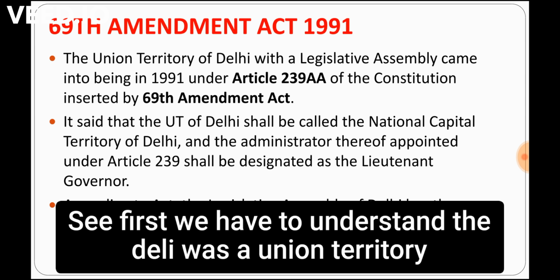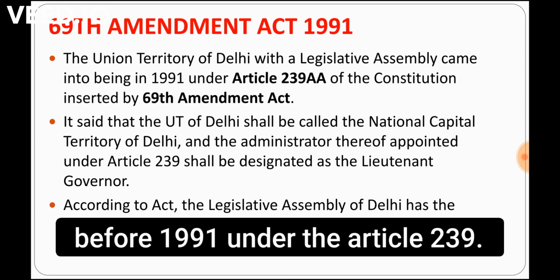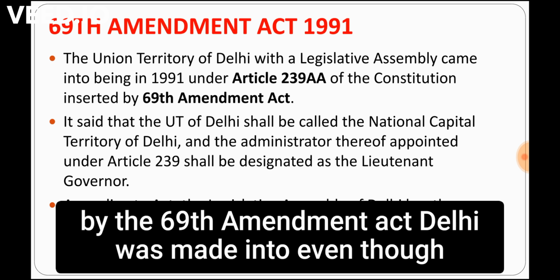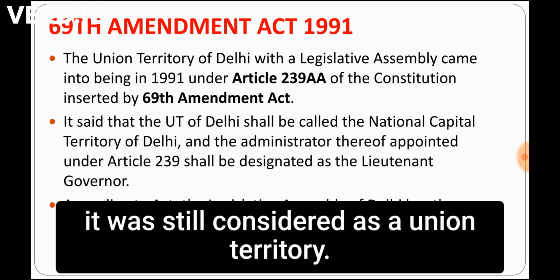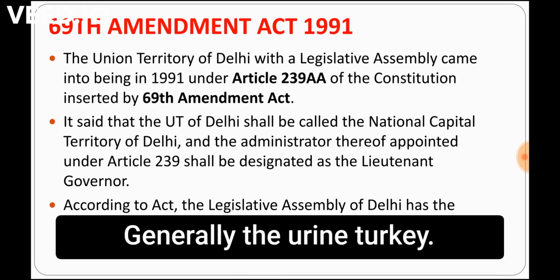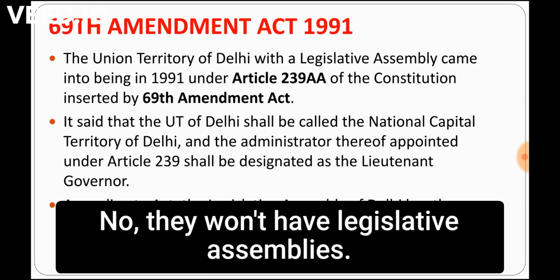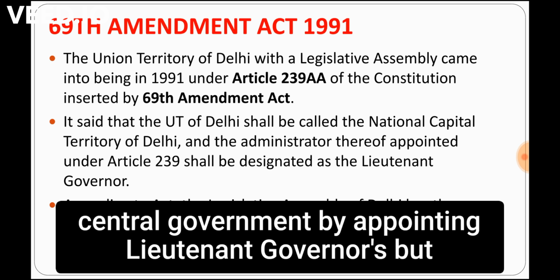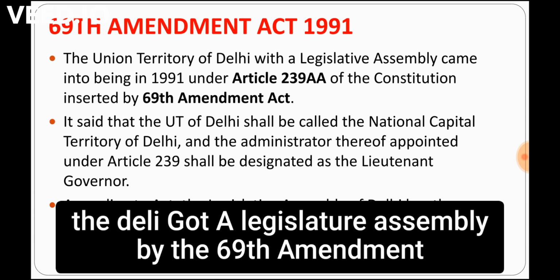First we have to understand that Delhi was a union territory before 1991 under Article 239. Article 239 deals with union territories. In 1991, by the 69th Amendment Act, Delhi was made into something different, even though it continued as a union territory. Generally, union territories won't have legislative assemblies. In fact, union territories are directly administered by the central government by appointing lieutenant governors. But Delhi got a legislative assembly by the 69th Amendment Act.